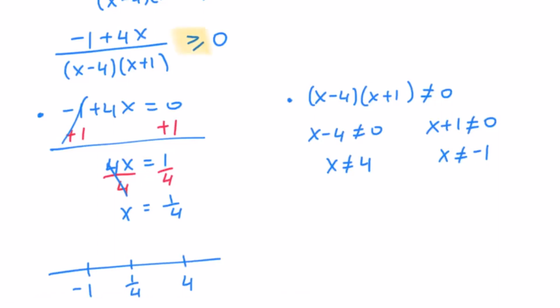Here, our inequality has greater than or equal to. That means that at 1/4 is going to be a closed dot, and at 4 and negative 1 is going to be an open dot, open circle. So at 1/4 we have a closed dot, and at 4 and at negative 1 we have open circles.